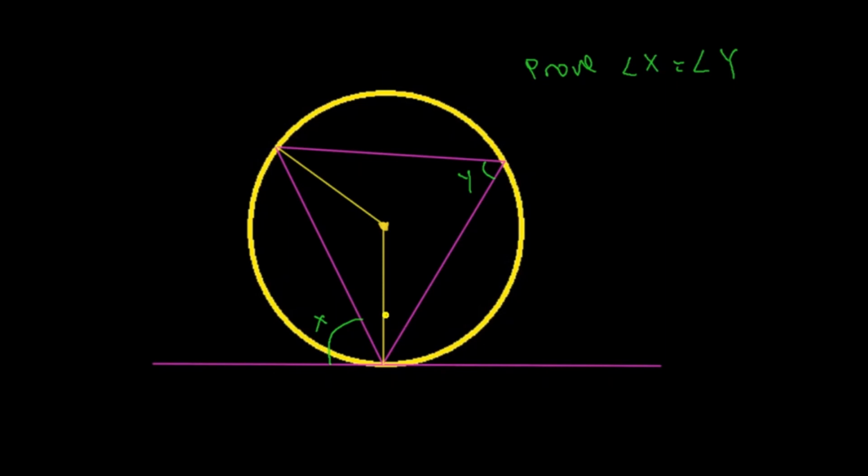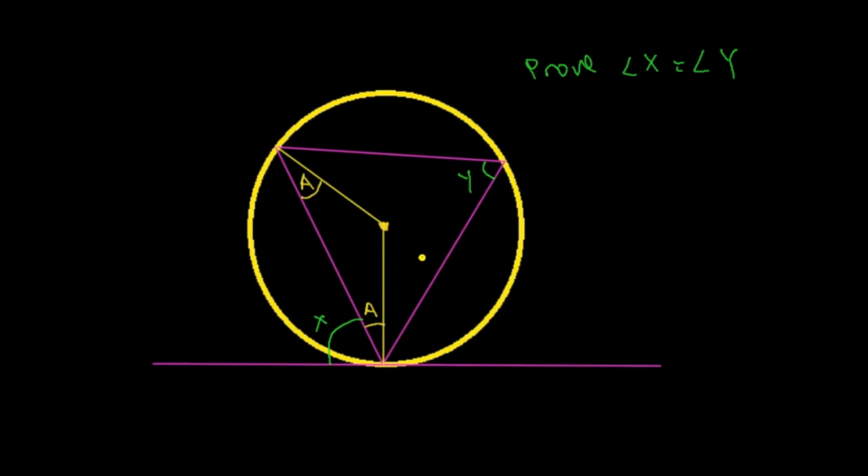Now, what we know is these two lines have equal length because they both are radii of the circle. So that means this triangle here is an isosceles triangle, so this angle and this angle here should be the same. Let's call this angle A, and this one here is also angle A.